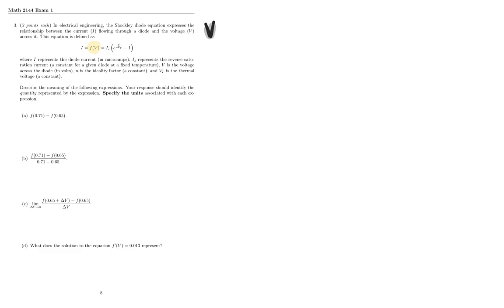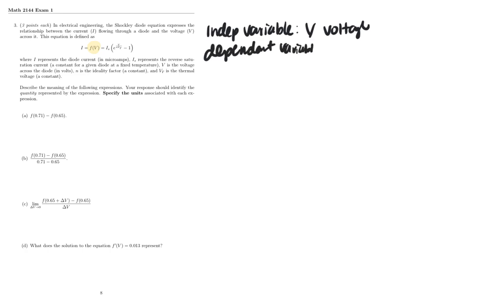So V, which is the voltage, is the independent variable. So I'll just write the independent variable is V, which is voltage. And the dependent variable is equal to I, and I stands for the diode current.